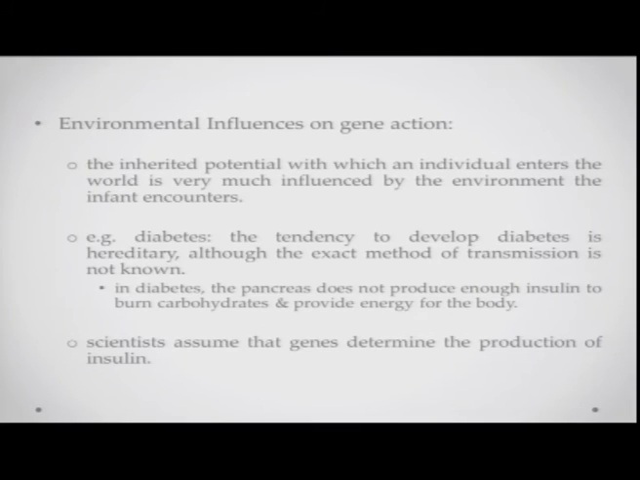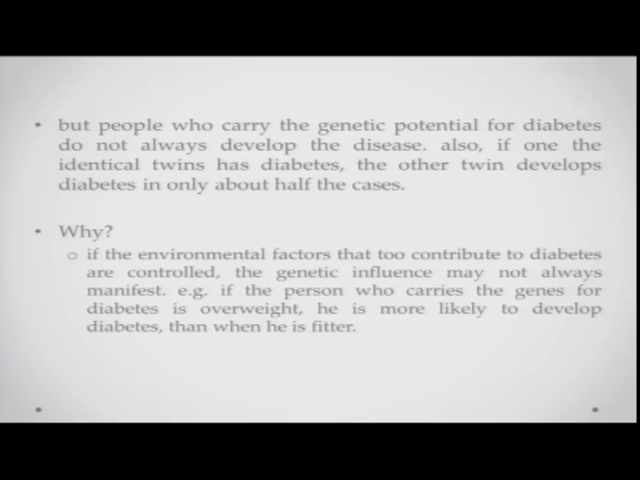although the exact method of transmission is not really known, but this is something where the pancreas are not producing enough insulin to burn the carbohydrates and provide energy for the body. So there is residual sugar that's floating in the blood and causing a lot of damage. Now scientists assume that genes determine the production of insulin. So that's how this link between heredity. But then people who carry the genetic potential for diabetes do not always develop the disease.